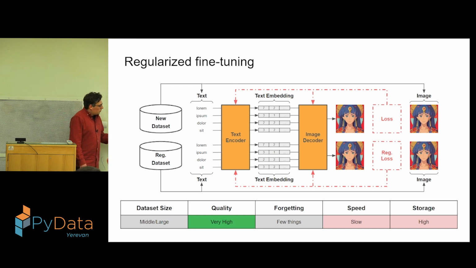Forgetting is still there. It's impossible to avoid forgetting at all. It forgets some parts, but it's very few things. The speed is slow because we are adding some new part of data to our data, so the data is at least doubled in this case. And obviously we still have a slow training process. And the storage is still high because we are fine-tuning the text encoder and image decoder, and we need to store them after the retraining. So this is the first setup.